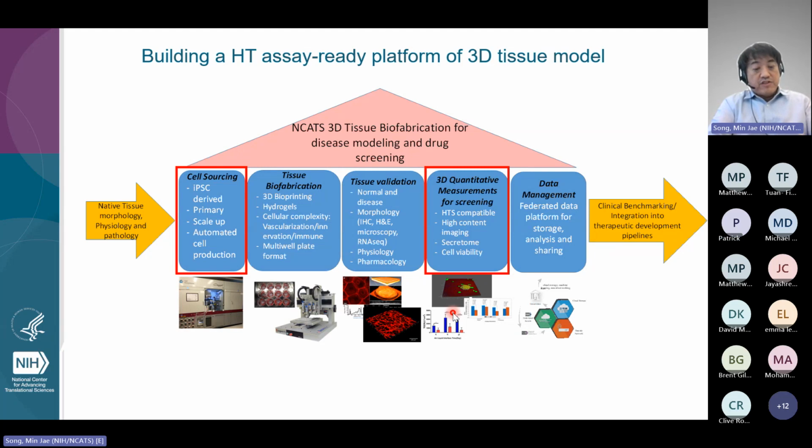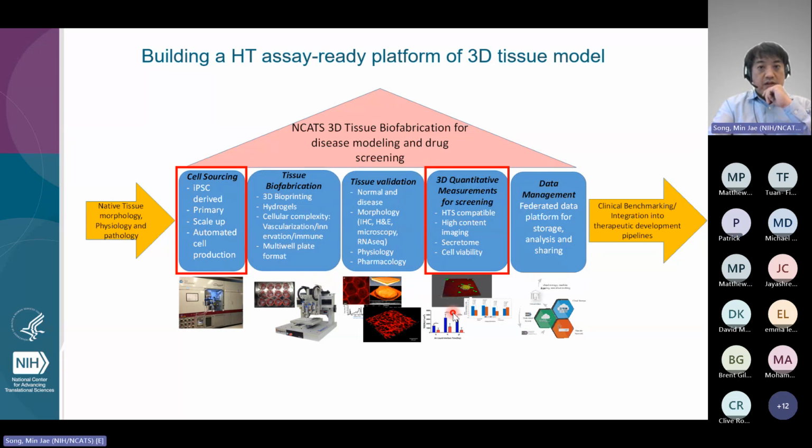By the way, the most challenging parts that we have been facing now are the identification of good cell sources and developing the high-throughput functional measurement. I can say that most of my time is spent identifying the cell sources for individual tissue models.